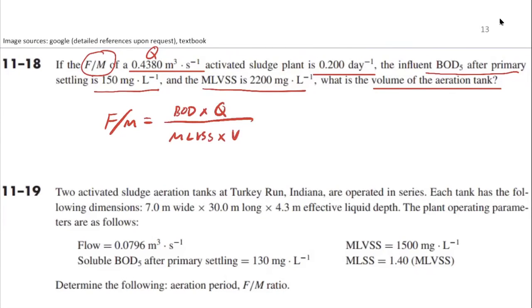So if you look at this question, you have the F over M equal to 0.2, right? The BOD is 150, the flow rate is 0.4380, right? The MLVSS is 2200, right? And then you're just trying to solve for V. Okay, so this is quite straightforward when we're looking at this aeration tank system.